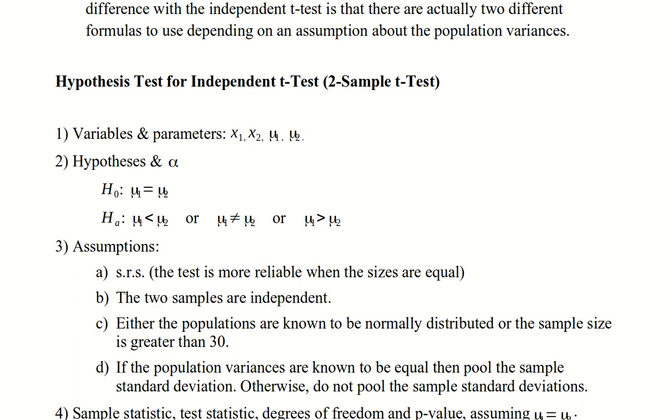And of course, we need to show that we have normally distributed populations. The way that we can get that is either because the sample size is greater than or equal to 30, or because the populations are known to be normally distributed to begin with.